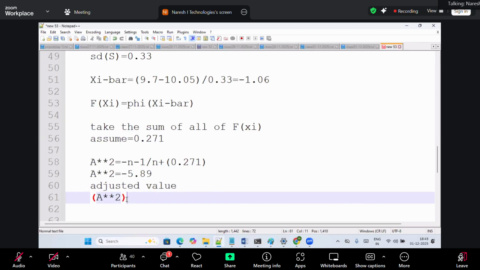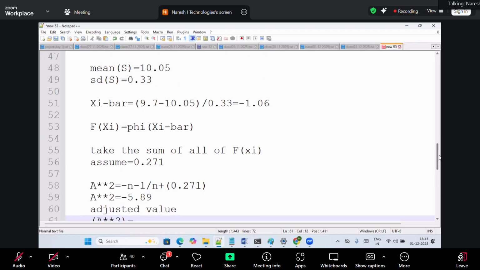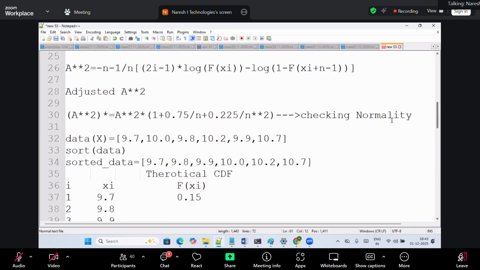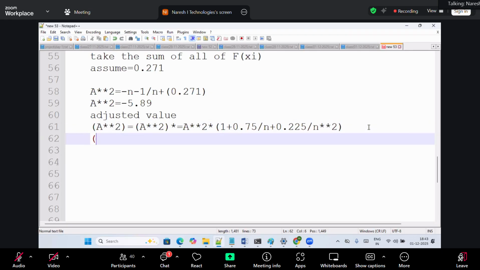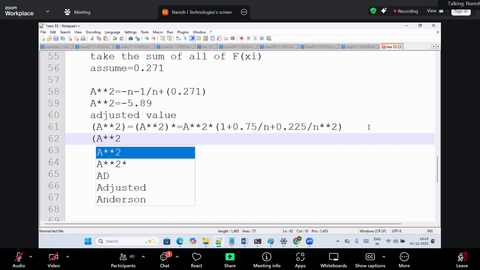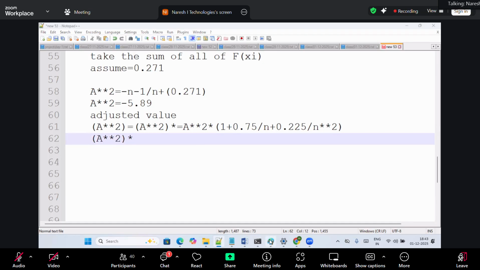So this is the formula that we wrote above. Where is the adjusted one? This is the adjusted one. So I'm copying this formula here. This is the adjusted one. Now if you keep this value, what value are you getting here? A square star. What value came at last? Minus 6.66. This is your test statistic value.